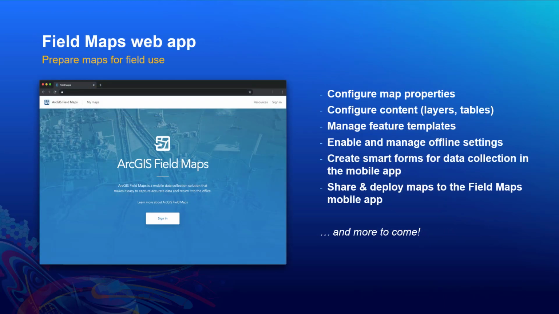So the Field Maps web application is where you configure your map properties, configure content for layers and tables, manage feature templates, enable and manage offline settings, create smart forms for data collection in the mobile app, as well as share and deploy maps to the Field Maps mobile app. And there's more to come.